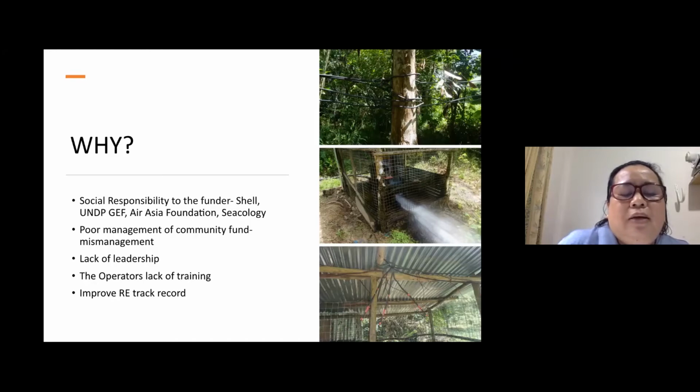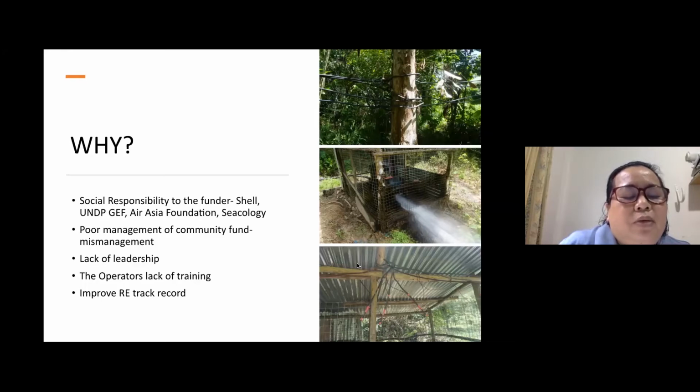And the other thing is the lack of leadership. The lack of leadership leads to the community being unable to organize themselves to do the maintenance of the system. And the operators' lack of training is also one of the reasons, because usually when the system is installed, we give training to the operators. But when the operators move out from the village, or they are too old to do maintenance, that's when the system will go down.